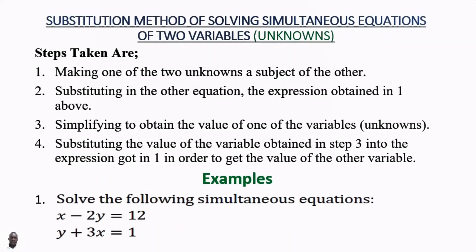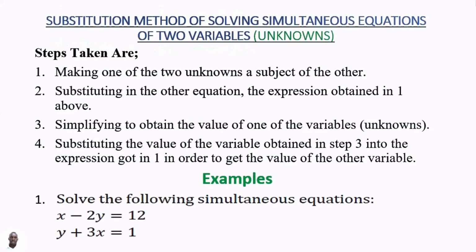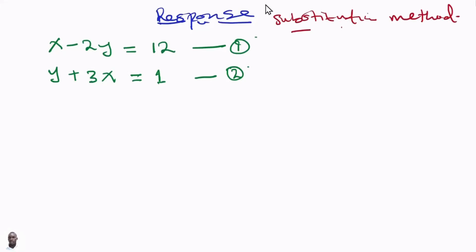Let us have our response. The two equations are here, whereby we have x minus 2y equals 12. We can name this our equation 1. Then the other one is y plus 3x equals 1. So we can name this as our equation 2. There are two equations. Remember, we are using substitution method, not any other method.